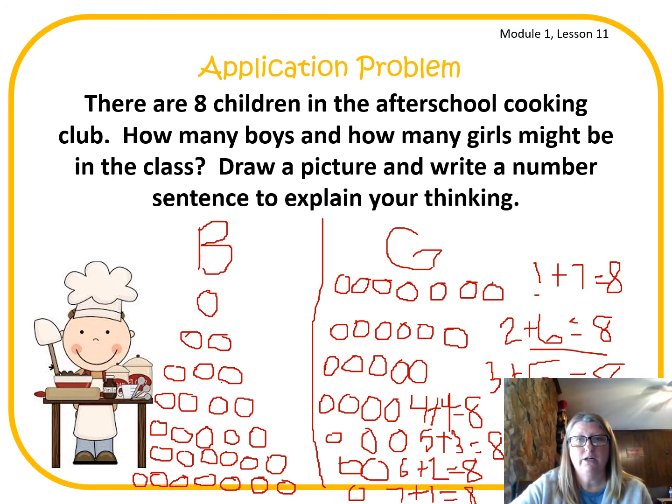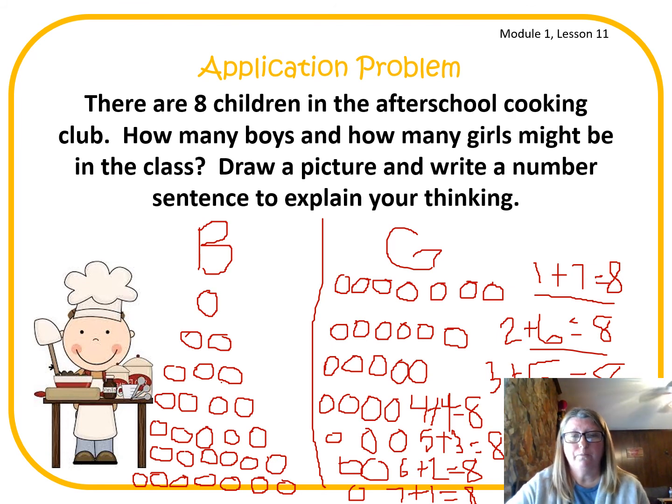And you notice here, 1 plus 7 equals 8. 7 plus 1 equals 8. That again is a turnaround fact. So there's one that we did not do. Imagine there were no boys in the class. How many girls would there be? That's right. There would be 8.